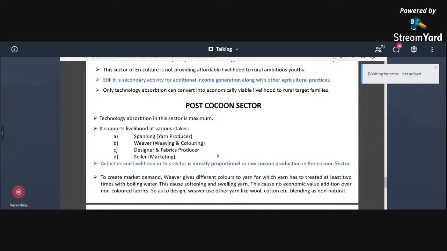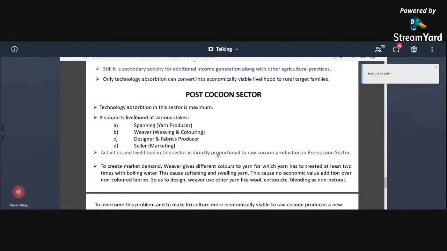So to create market demand, weavers give different colors to yarn, for which the yarn has to be treated at least 2 or 3 times with boiling water. This causes the softening and swelling of the yarn. This is not economic, as it cannot give additional value because of the low quality. So our designers and weavers are using other ways, that means wool yarn and cotton yarn, blending it as non-natural. So in the market, they are not getting the proper price.